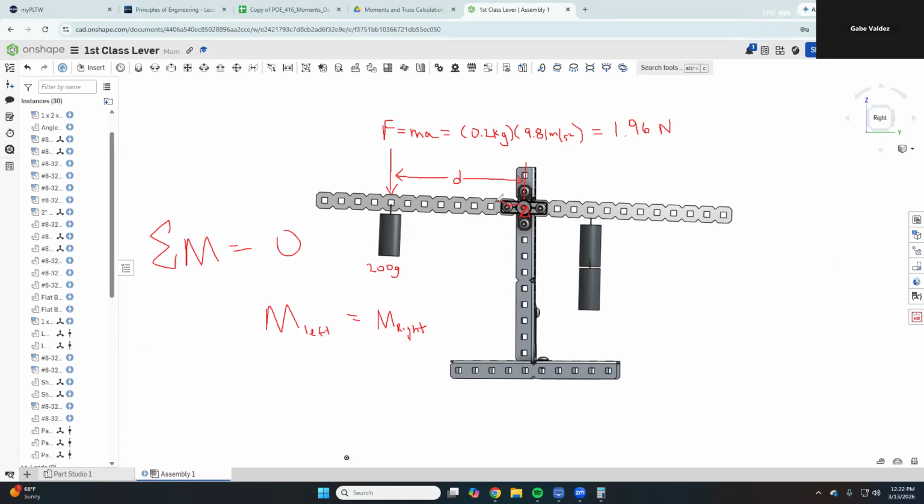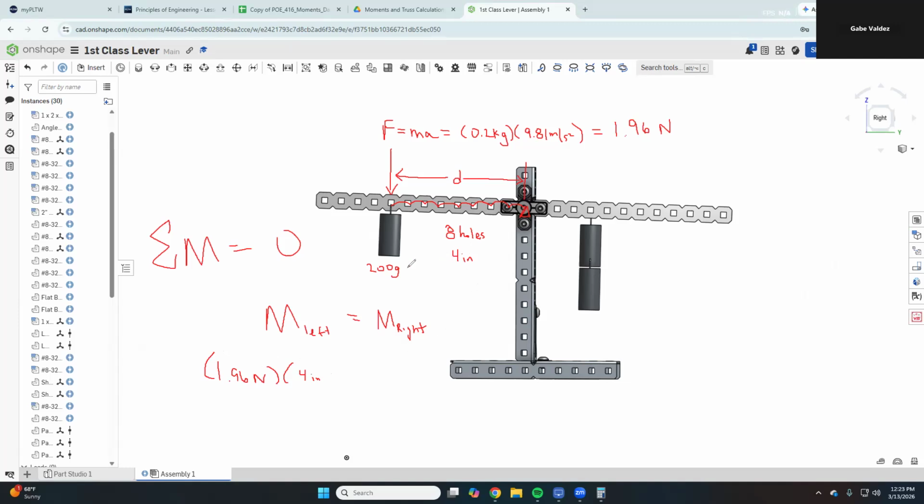So 1, 2, 3, 4, 5, 6, 7, 8. So 8 holes would be a total of 4 inches. Because again, each hole is half an inch apart. So the moment that's generated on the left side is 1.96 newtons times 4 inches.